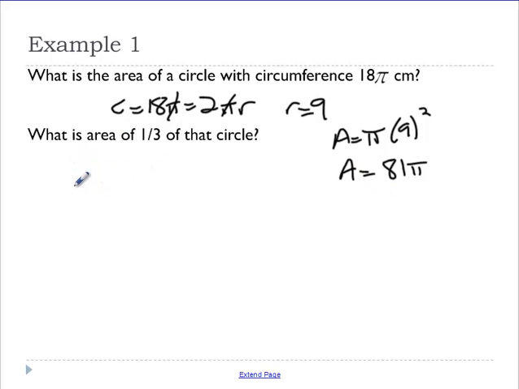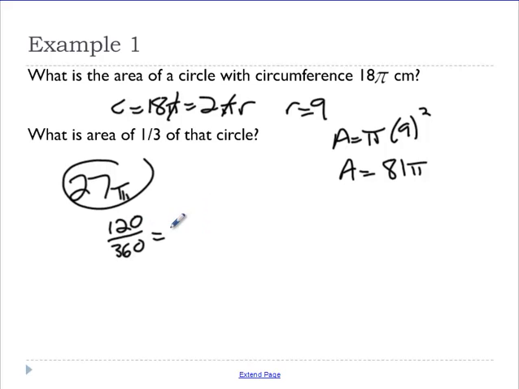Second question, what is the area of 1/3 of that circle? Well, let's divide by 3, 27 pi. Now, how's that important? 1/3 of the circle is a 120 degree sector. 120 over 360 simplifies to 1/3. And then that 27 pi would be the sector area, and the 81 pi would be the entire area.